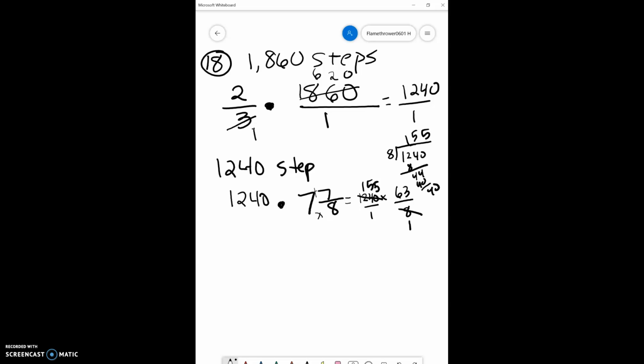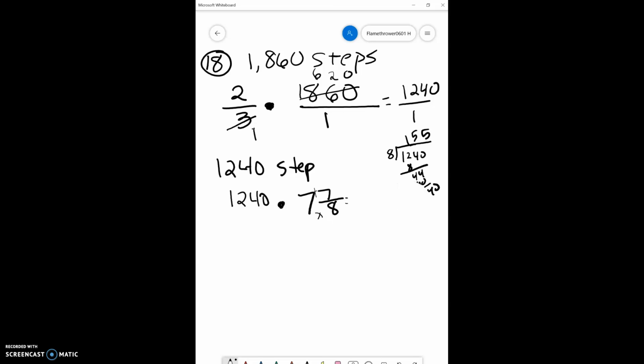Now if you have a calculator, you could just multiply straight across. 155 times 63 is 9,765 inches.